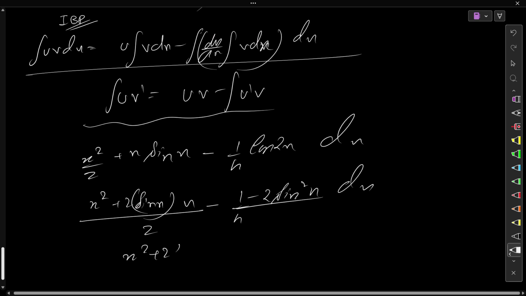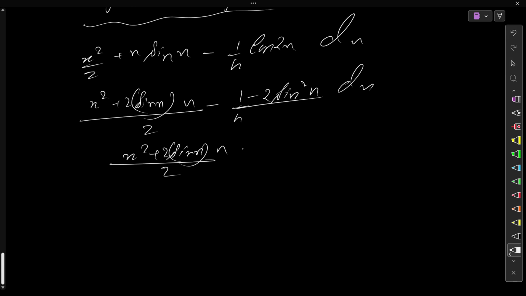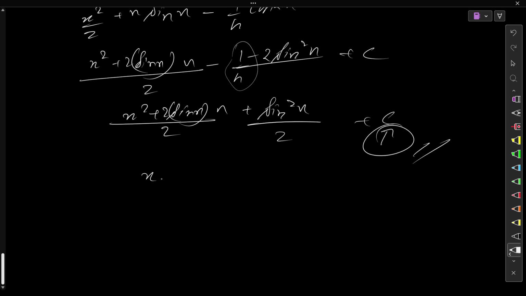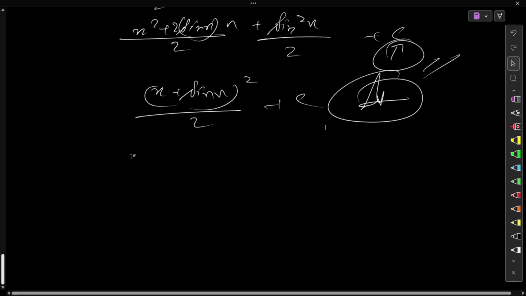So x square plus 2 x sine x. Actually, in the answer key it has been written in the form of a whole square, so that's why I'm converting it. So this could be written as sine square x; dx is not required, we have already calculated it. Plus c. And if you're wondering why I'm not writing this minus 1 by 4, this is actually being absorbed into c. So this could be written as (x plus sine x) whole square by 2 plus c. Here's the answer. Next question.